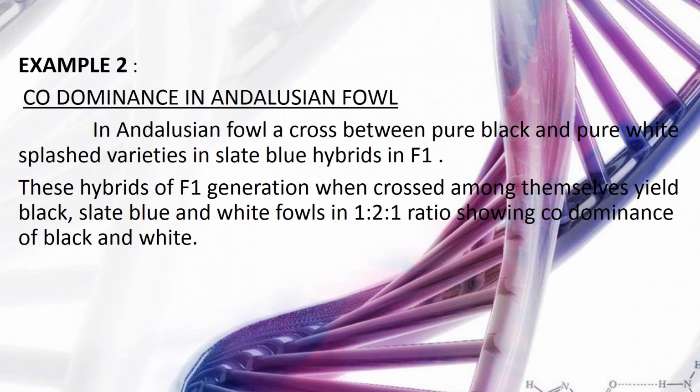Then come to example 2, codominance in Andalusian fowl. In Andalusian fowl, a cross between pure black and pure white splashed varieties results in slate blue hybrids in F1. These hybrids of the F1 generation, when crossed among themselves, yield black, slate blue and white fowls in a 1:2:1 ratio, showing codominance of black and white.